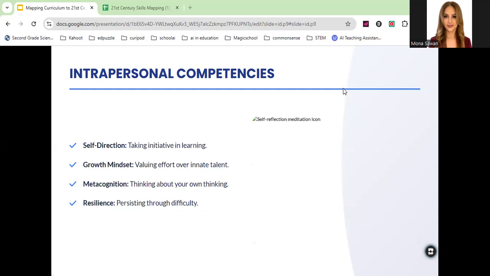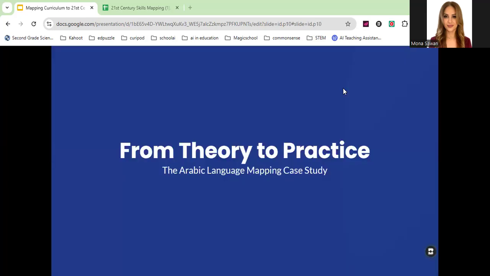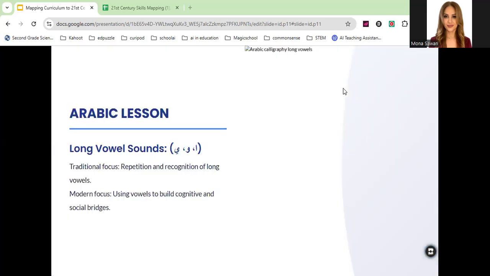Intrapersonal competences. This is the most powerful domain when students reflect, set goals, and take responsibility. So learning becomes meaningful. Now we move from theory to practice. We take a very simple lesson, long vowel sounds, and we transform it into a skill-based lesson. Long vowel sounds.